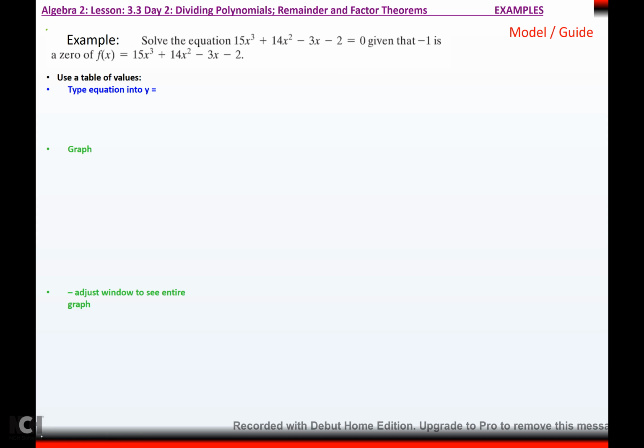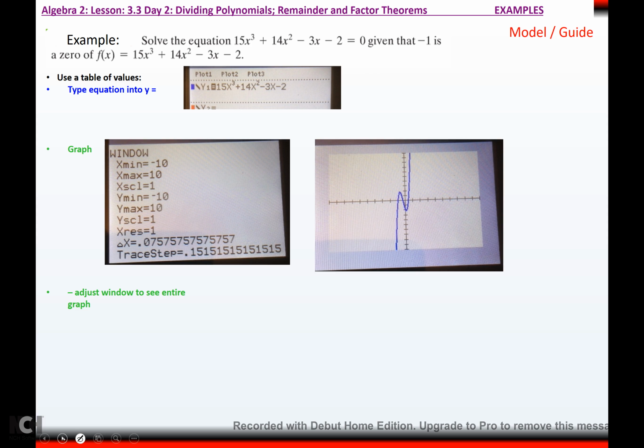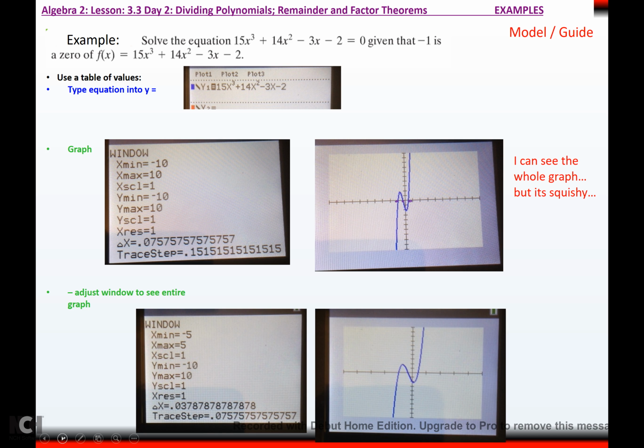Well, I animated this. Let me see where this all comes out. Okay, on the graphing calculator, you type your equation into y equals. You get a graph that you can see, again, I'm expecting at most 3 intersection points, and I can see them, but it's squishy. So I'm going to change my window a bit, and now I can see them pretty clearly. And you can see that it does cross at -1. It also looks like it's crossing at -2, and I don't know about that one because that one's in between. It's not on a tick mark.